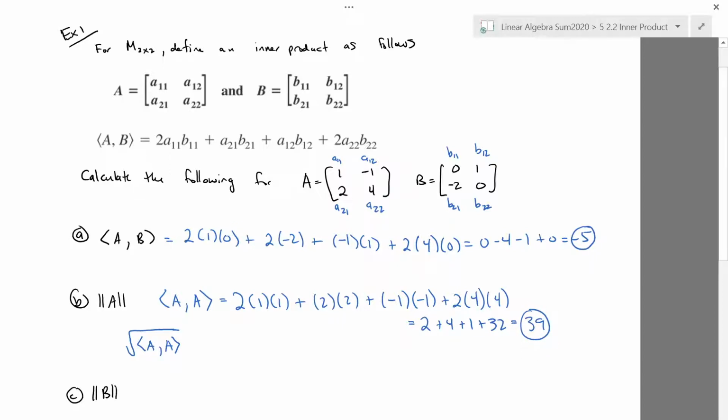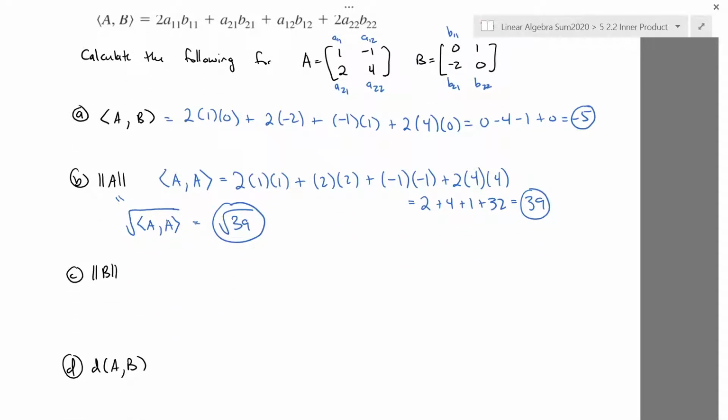Okay, so now we can just take the square root of this, which is the square root of 39. Okay, so now to calculate the length of b, this is similar, right?